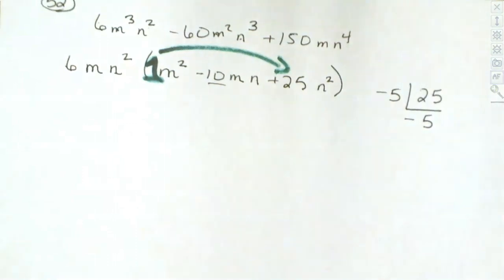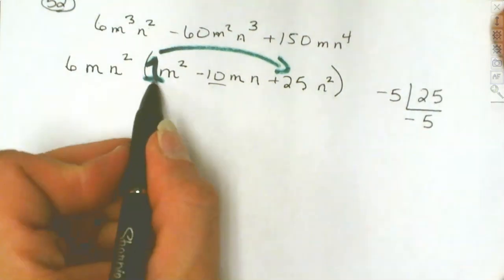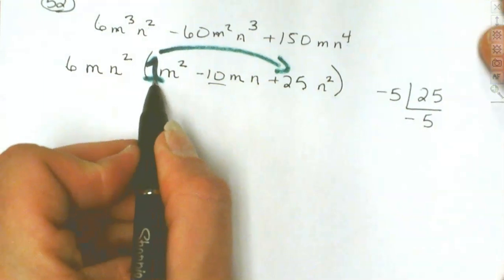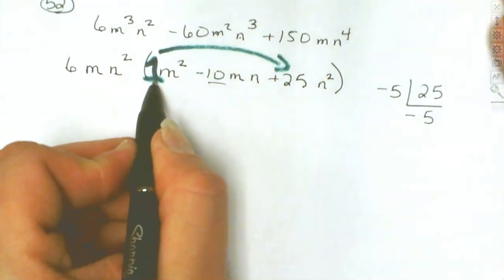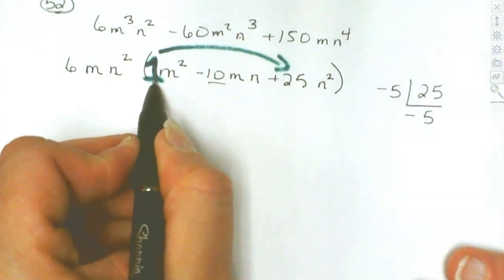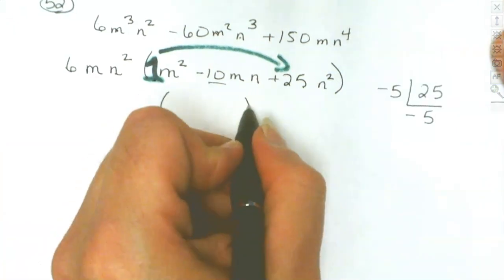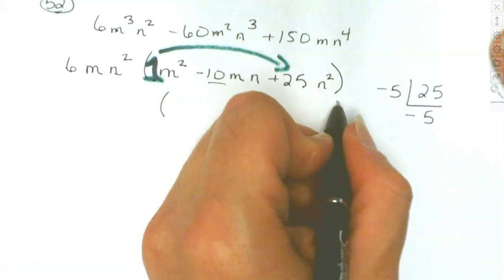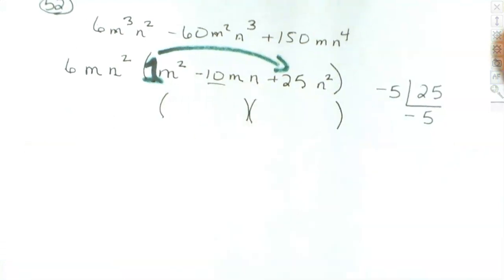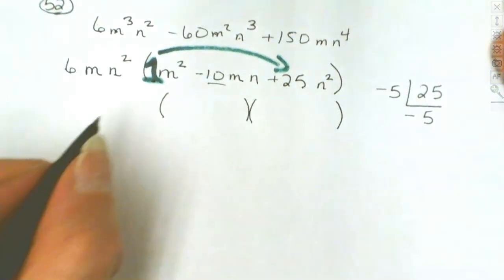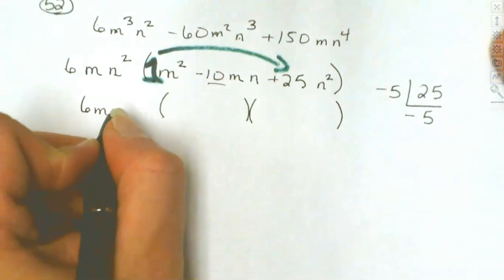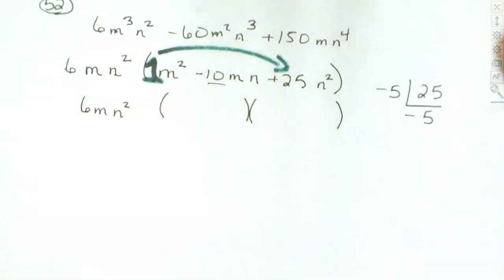Now I'm going to show you the shortcut here. This only works when there's a 1. When you have to put this 1 in, you can jump to your answers. You can jump to the factors. You don't have to do grouping. If it's any other number, you're going to have to do grouping. But if there's a 1 in front, then you can just jump to your factors. And we'll do a couple of these where we jump to the factors.